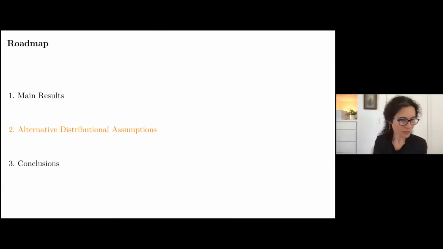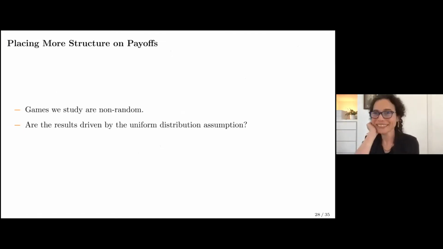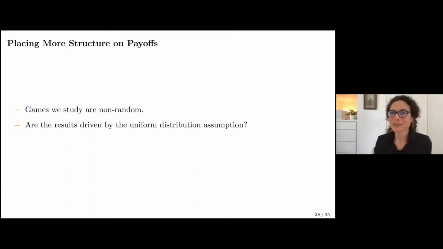All right, so in the last few minutes, I'd like to tell you about alternative distributional assumptions. Certainly games that we study in the literature are not random. They have very particular features. There are reasons that make them interesting. And one may be concerned, and I think Pradeep raised it right at the outset, of whether the results are driven by the fact that we're assuming here a uniform distribution over games.